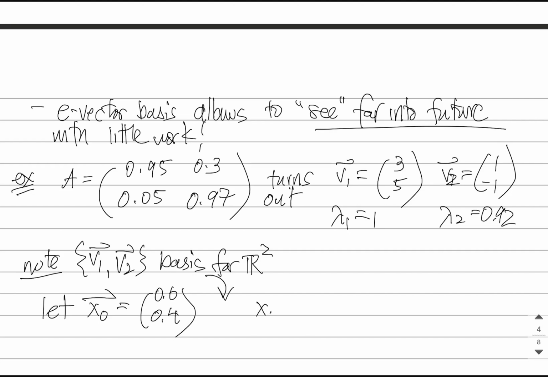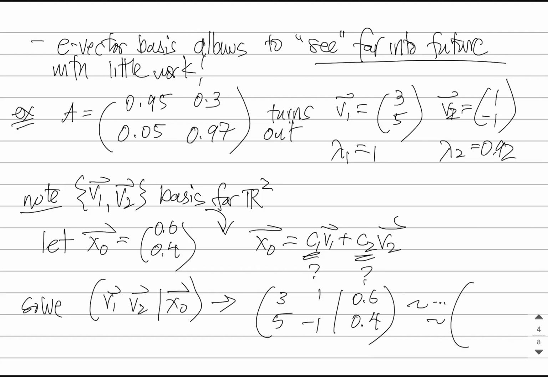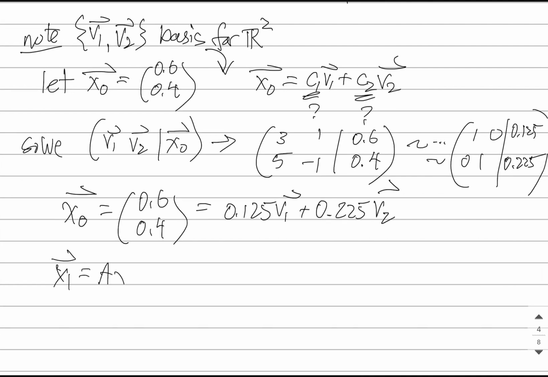We are going to take some initial state of our problem, x naught, and because we have a basis, we would love to figure out the basis representation of this initial state. We want to know what the weights are, the coordinates in that basis. So that means we have to solve the system [V1 V2] c = x naught. You do a bit of row reduction, and what you're going to find is that you'll get 0.125, 0.225. But the point of the story is this vector, which has this standard basis representation, is 0.125 V1 and 0.225 V2.